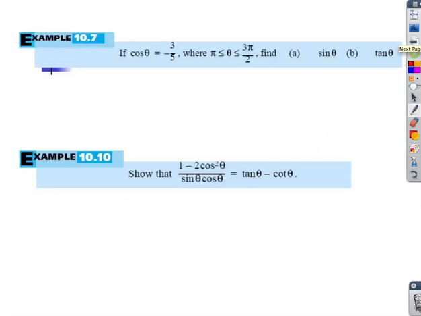Okay. Here's, again, a typical question that you might see. They tell you that cos of theta is negative 3 over 5, and the angle is found between pi and 3 pi over 2. So again, the steps to solving this: first thing you're going to do, or you should do, is locate the angle. So if it's between pi and 3 pi over 2, we know it's in the third quadrant. So then we should draw that angle.